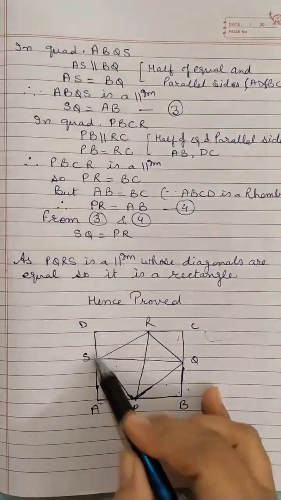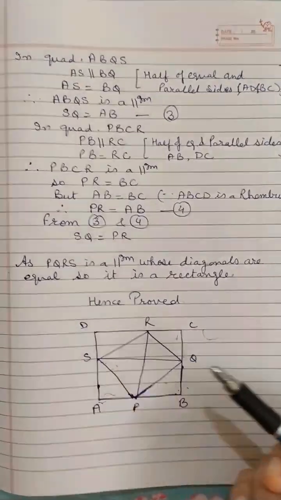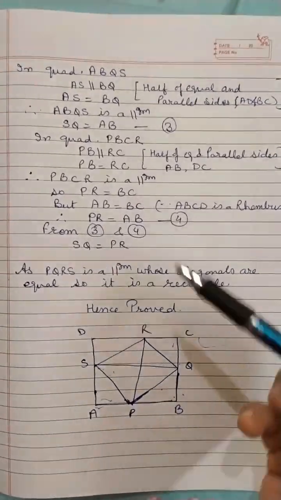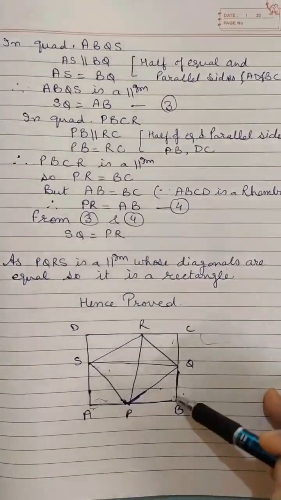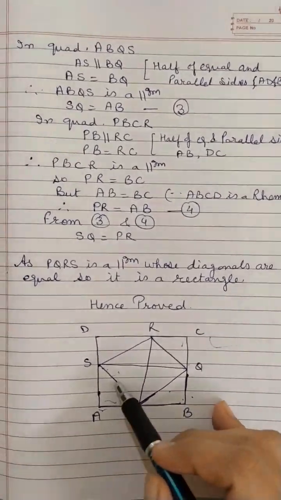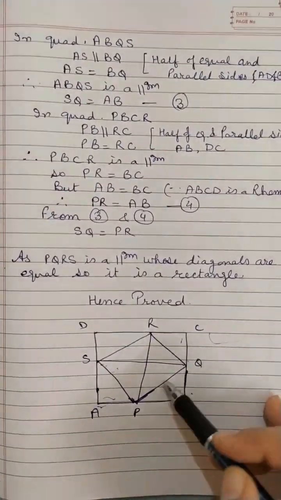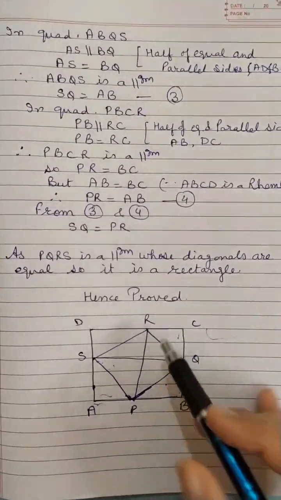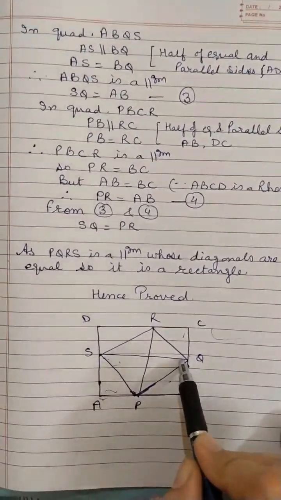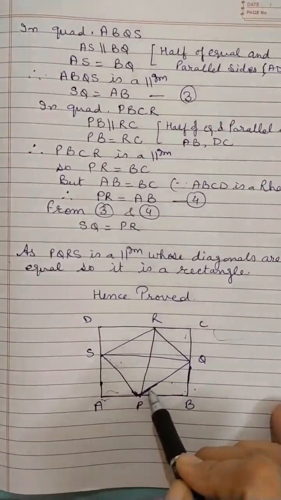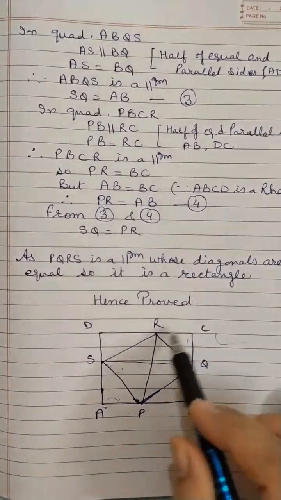So half of equal sides or parallel sides are also equal and parallel. So their half is also equal. This way I can say that AS is equal to BQ, so ABQS is a parallelogram, right? In the same way we'll take PBCR, because we have taken one diagonal as SQ. Now I want the other diagonal, which is PR. So for that I have taken this quadrilateral PBCR.